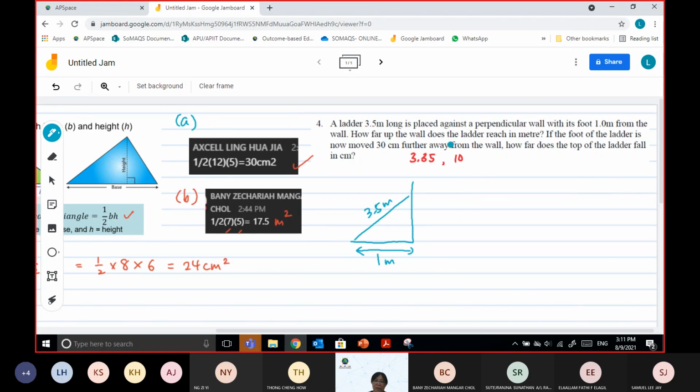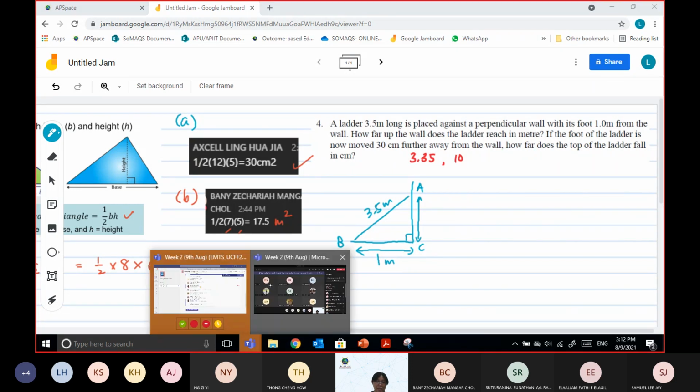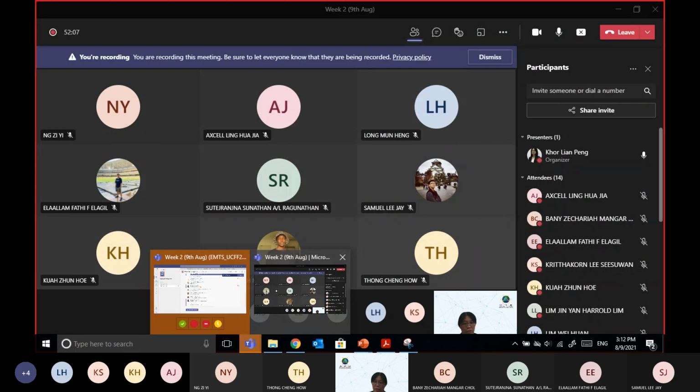So how far up the wall does the ladder reach in meter? That means you need to find what height the ladder can reach. So this is the height. Let's say I make it easy, I label it ABC. This is perpendicular, so 90 degrees. So here you would like to find AC, and you can solve using the theorem of Pythagoras, right? Can I have a student tell me how to solve this? Kritakon?